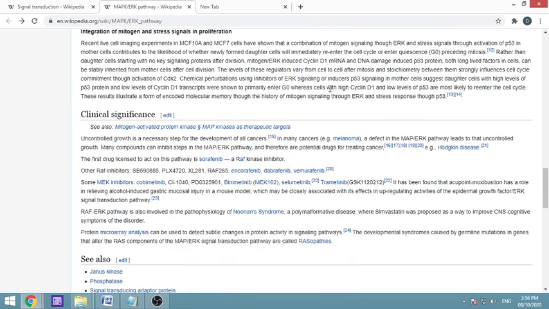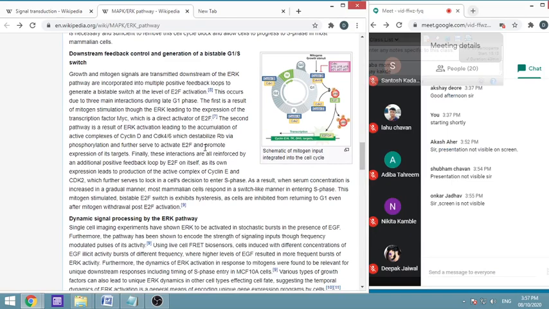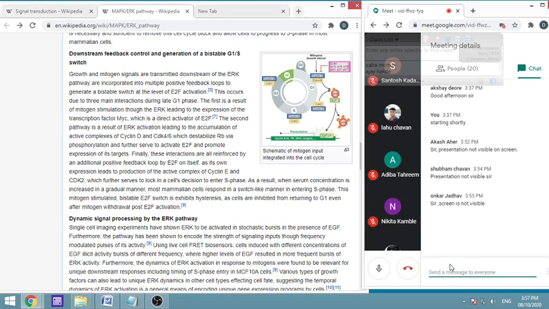Why are we studying it? Uncontrolled growth is a necessary step for the development of all cancers. That is, cancers develop only when there is uncontrolled growth. So these are the things which are there. That is how each and every activity is controlled in that. So it controls all the feedback controls.